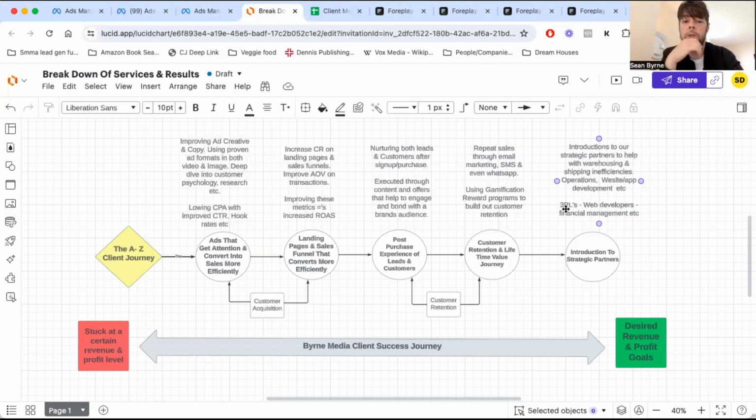Okay, so you actually get more bang for your buck when it comes to shipping. So that is kind of the journey.